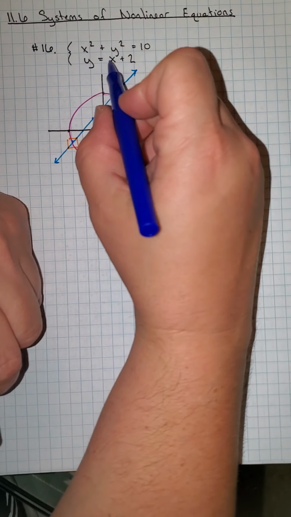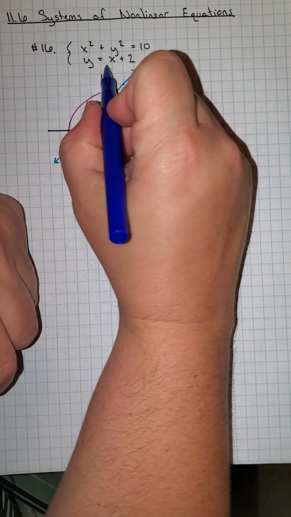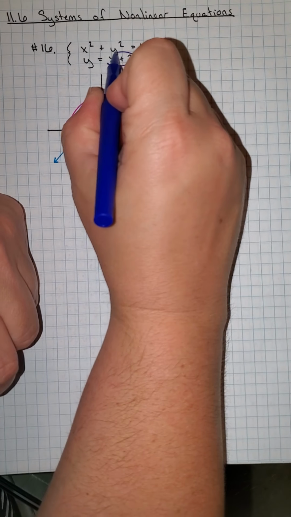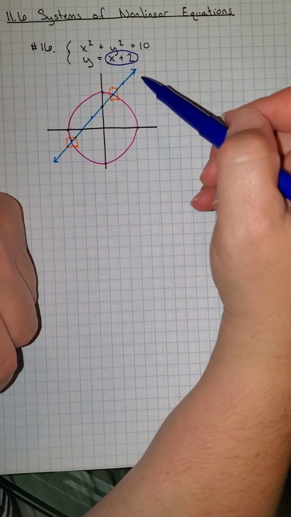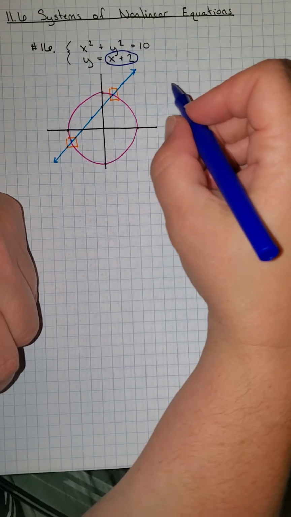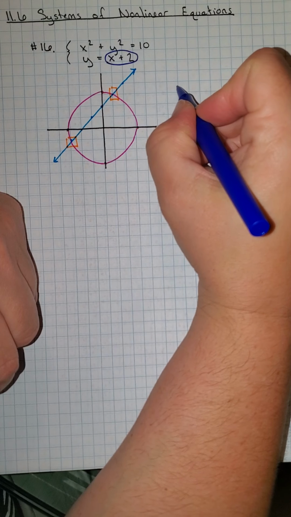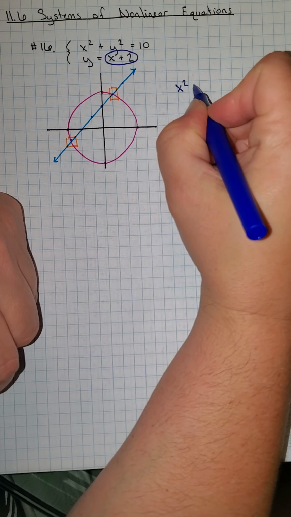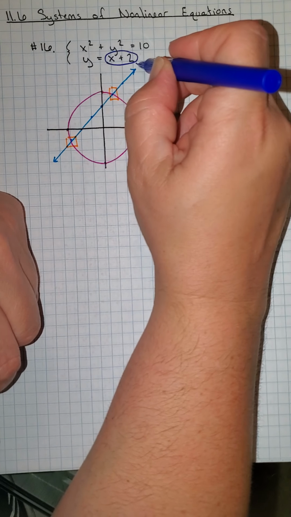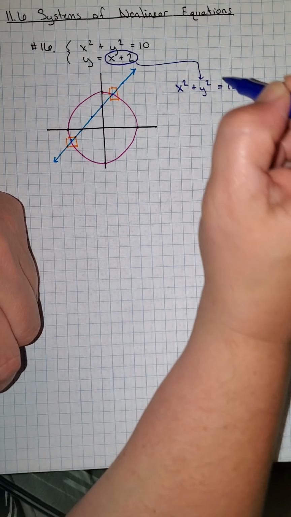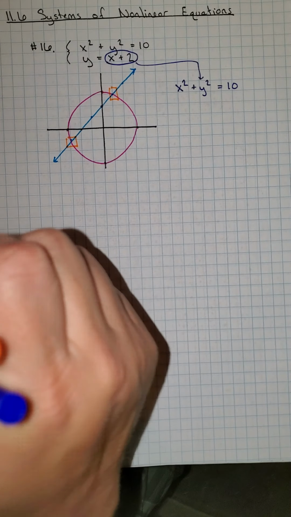Okay, so this one, the best way to do it is honestly substitution, because we have y equals x plus 2. I mean, actually, you couldn't do elimination if you wanted to, so you have to do substitution. So we know y equals x plus 2, so I'm going to take that circle formula, the x squared plus y squared equals 10, and I'm going to substitute this x plus 2 in for y.